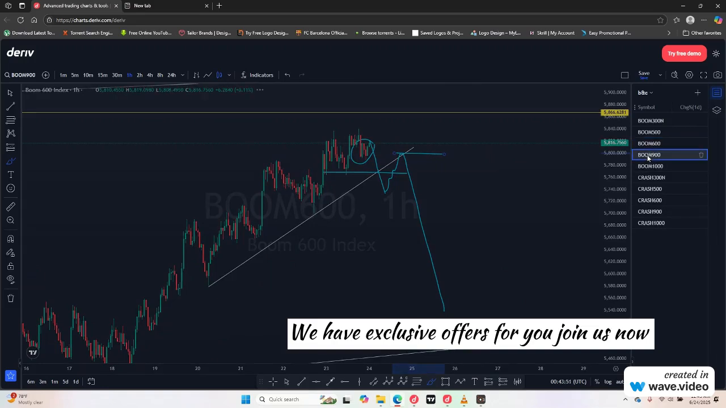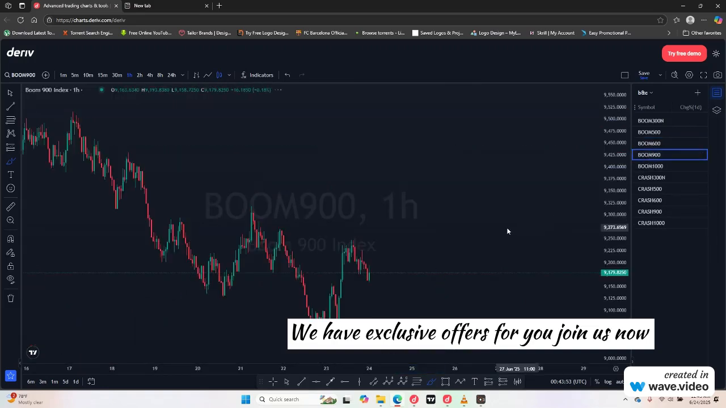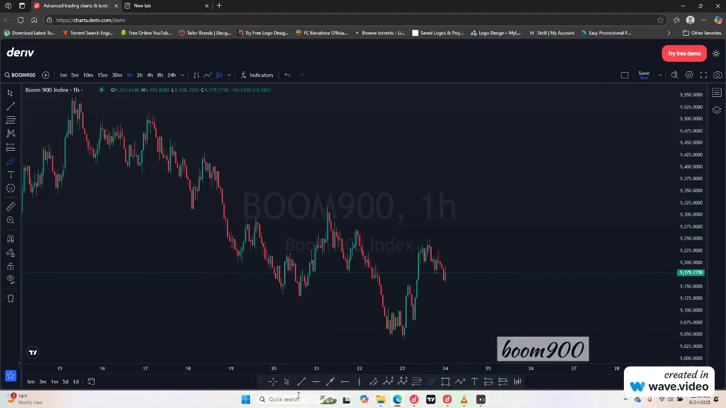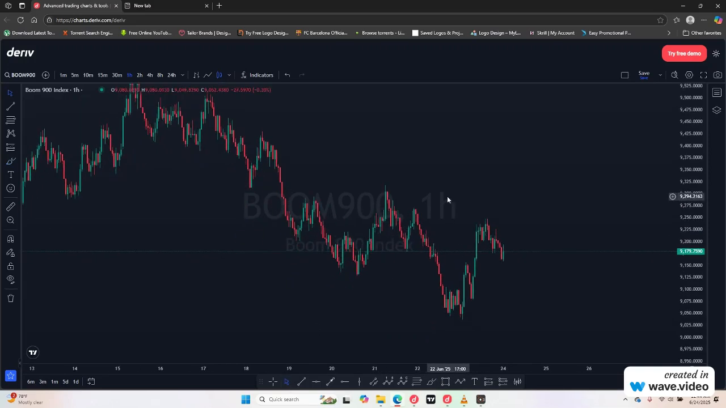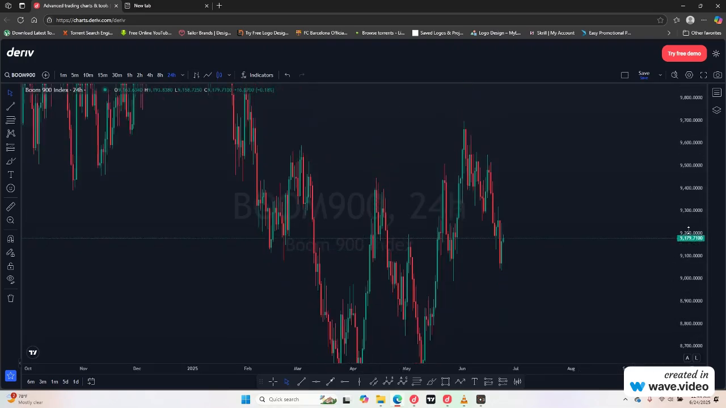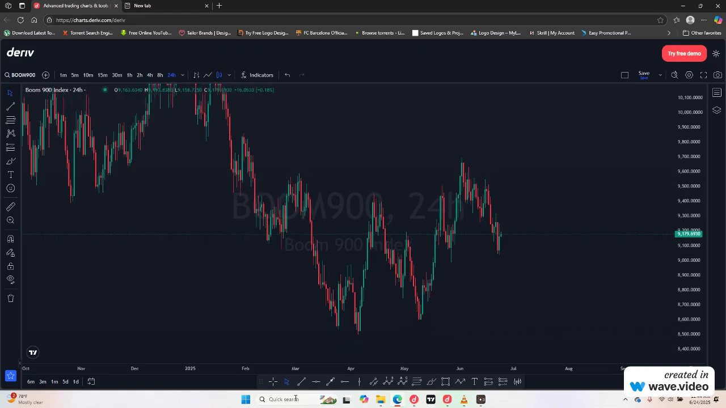Let's go to the Boom 900 index. So on the Boom 900 index too, let me filter my toolbox well. So this is on the Boom 900 index. Let's check on the 4-hour time frame. On the 4-hour time frame, you can see this market is going to push to the upside, but we want to clear a major low around here. Looking at this on the daily time frame, this low is what we're expecting price to clear, then later we can resume to the upside.